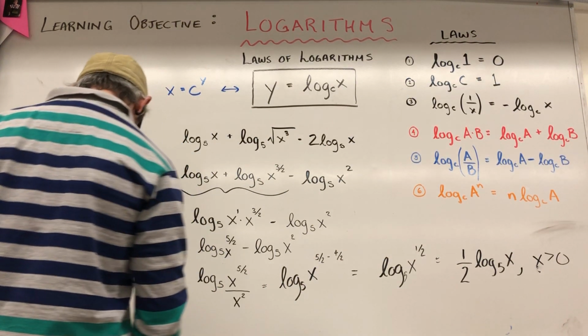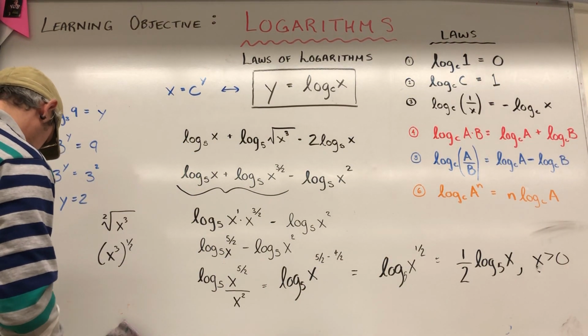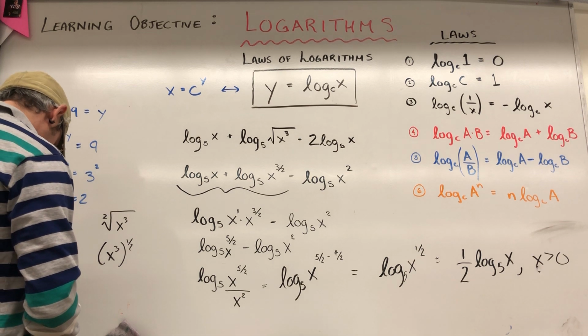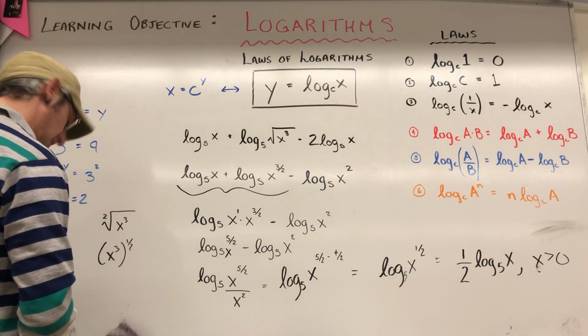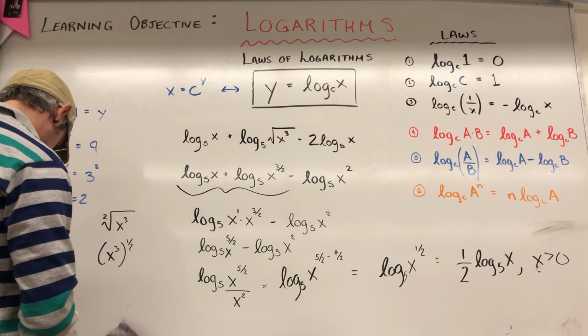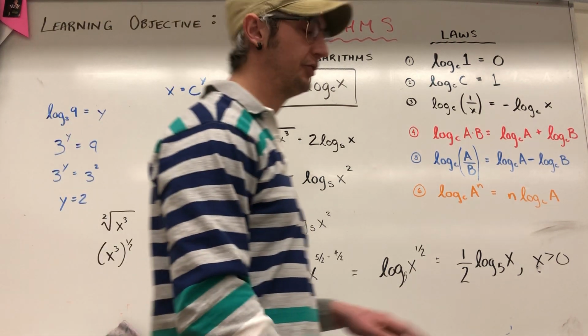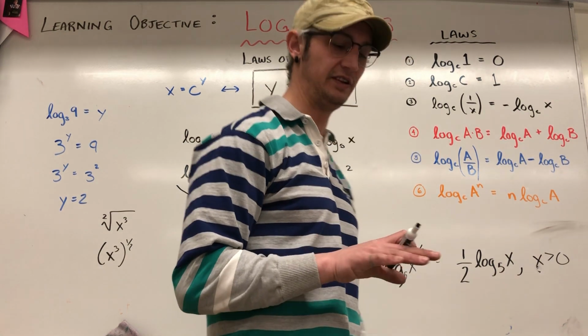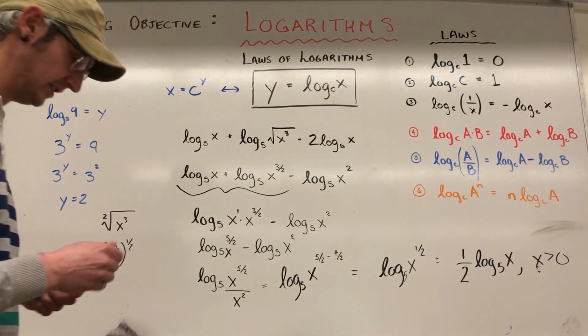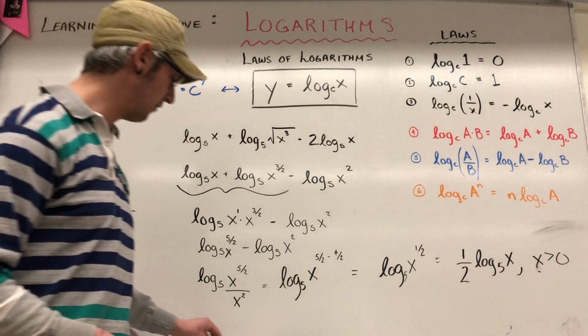Okay, and let's make sure that I did that one correctly. 1/2 log base 5 of x, and x has to be greater than 0. We'll talk a little bit more about restrictions, but I'm not going to do that in this video. I think you have enough now to go forth and prosper.